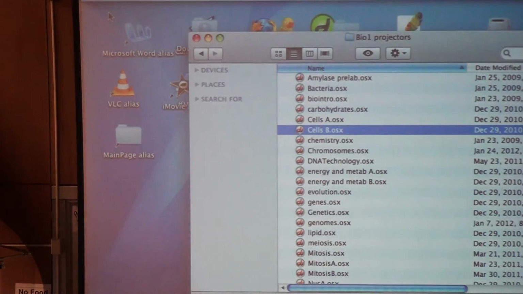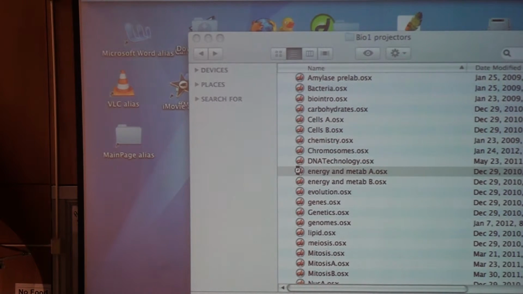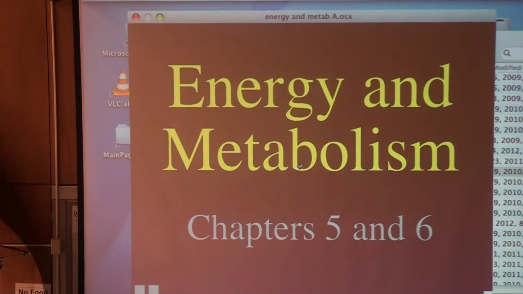All right. We're going to start a new topic now called energy metabolism. And remember that this will not be on the midterm coming up next week.